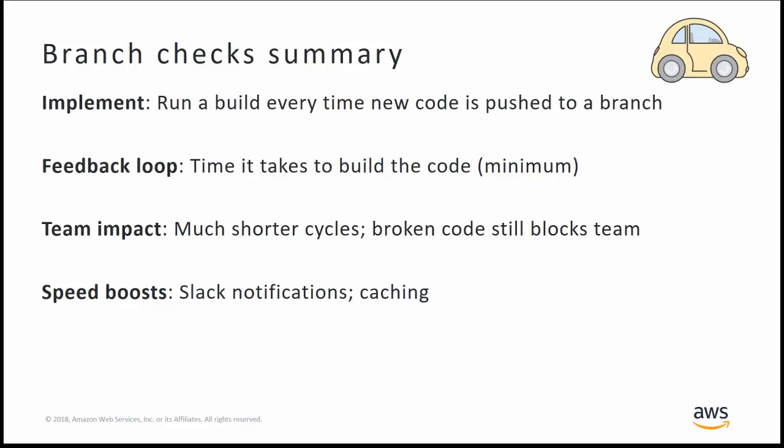You can still have broken code that blocks the team. So if it takes 1 to 2 hours to go and fix whatever is broken on the master branch, that can be an impact to your team. That is far better than nightly checks. And we saw a couple of speed boosts to take full advantage of branch checks. We looked at Slack notifications and we looked at caching.